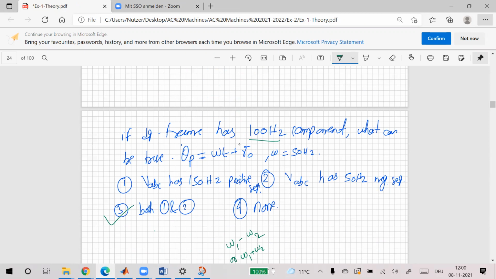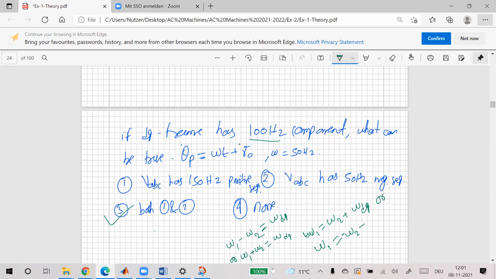Okay. So it can be any one of these two. Your omega 1 can be omega 2 plus omega, the frequency in DQ frame. So the frequency omega 1 can be your omega 2 plus omega in DQ frame, and omega 1 again can be omega minus omega 2.